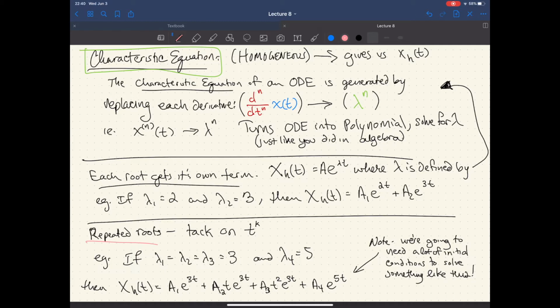I'm not going to write the equation because the equation is actually more confusing than just the explanation. But basically, for each extra one that you get, you've got to tack on an extra t. So if I have a root that appears 3 times, the first one is just a1. The second one is a2 times t. The third one is a3 times t times an extra t. And note, we're going to need a lot of initial conditions for something like this, right? We need to fix all of these. There's just a ton in here.